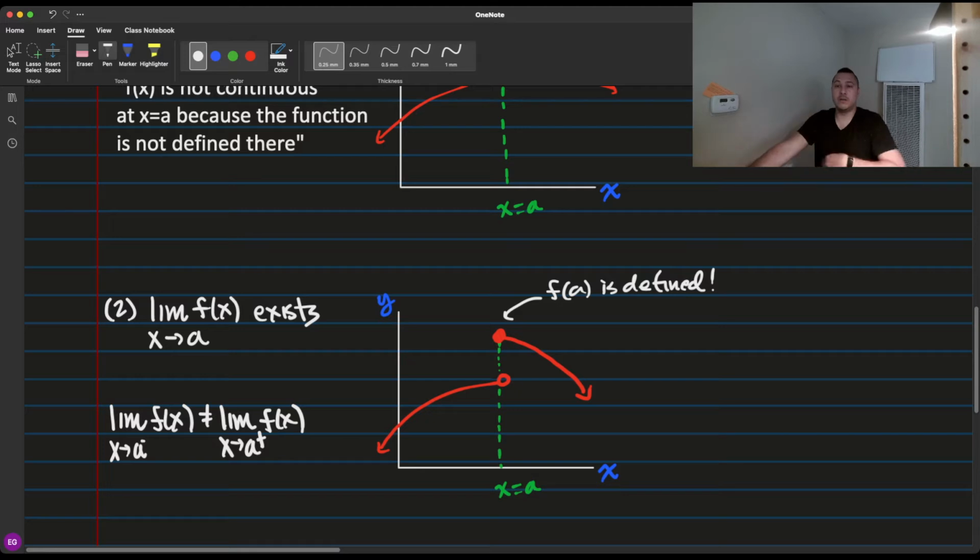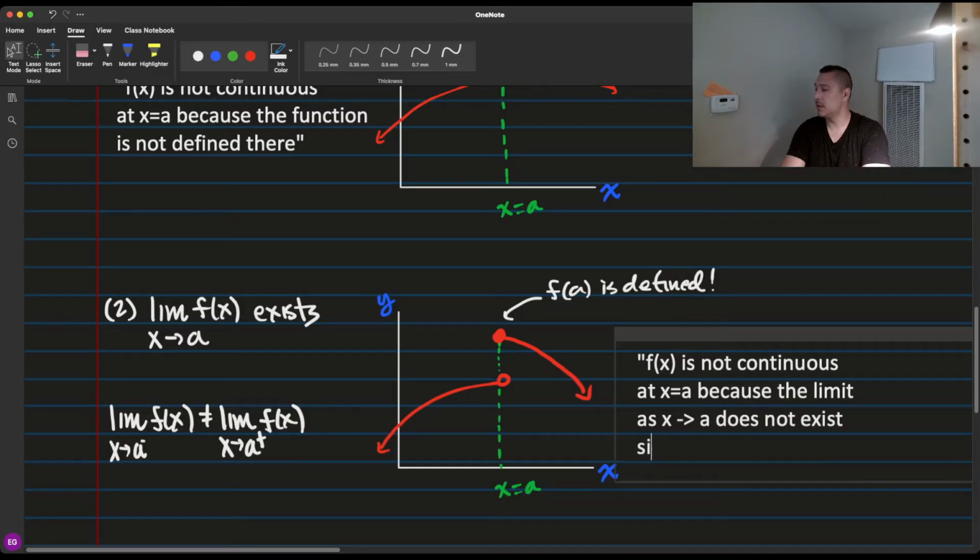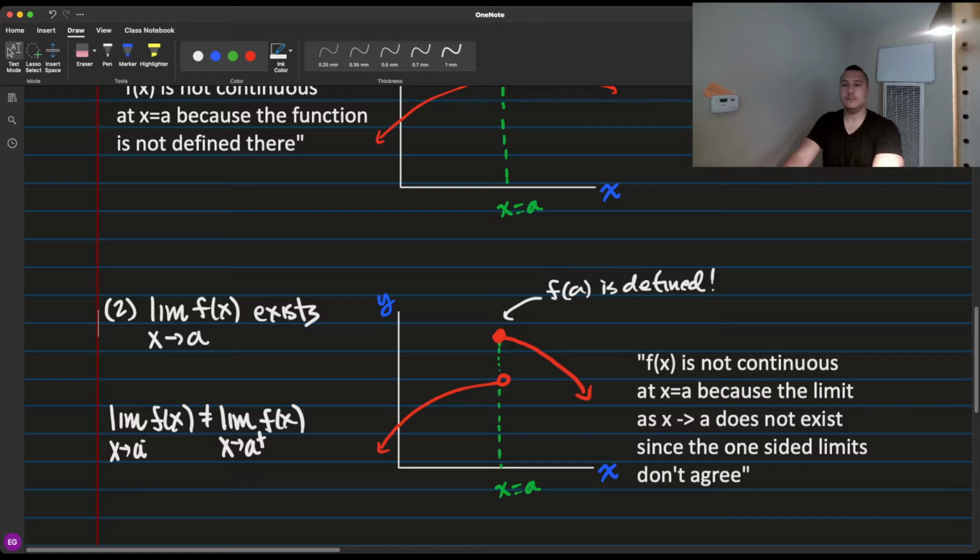Okay, so criteria 1 was satisfied, but criteria 2 is not satisfied. The limit does not exist. So you get basically what looks like two different parts of the graph. There's this jump between them that makes it not continuous. So f of x is not continuous at x equals a because the limit as x approaches a does not exist since the one-sided limits don't agree.